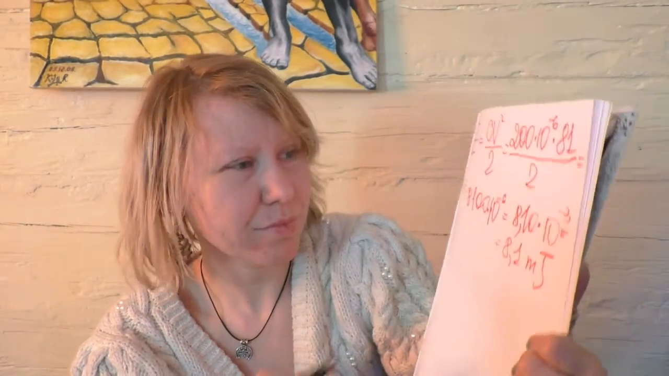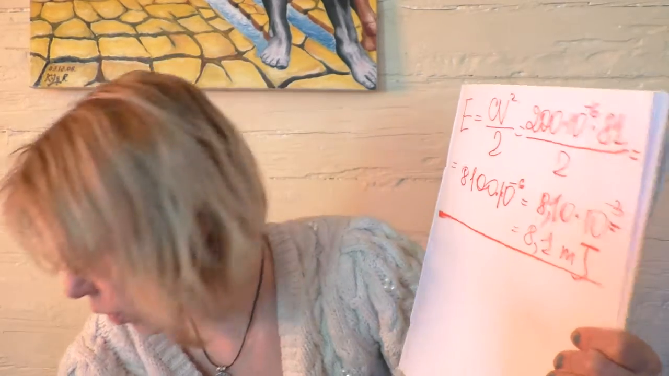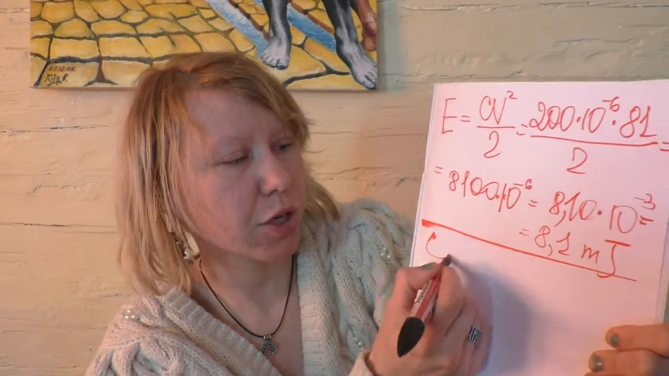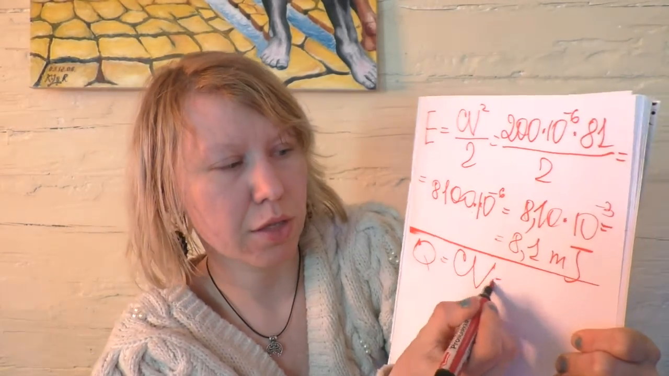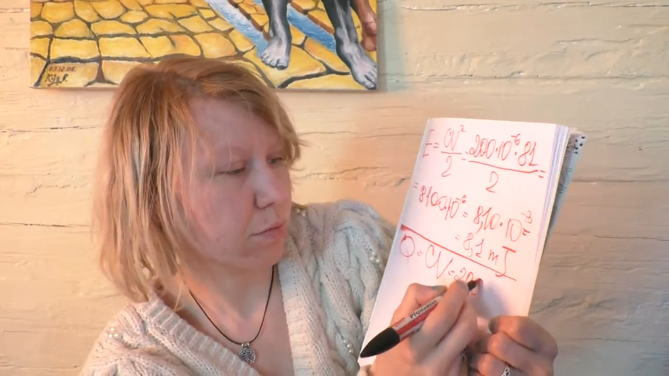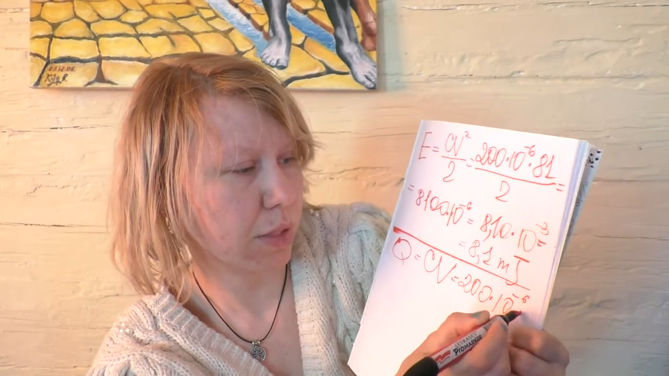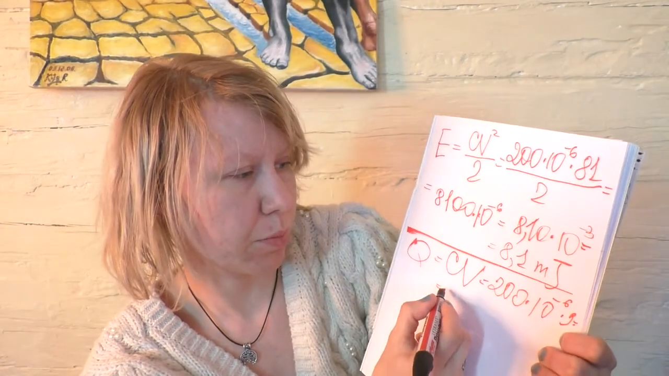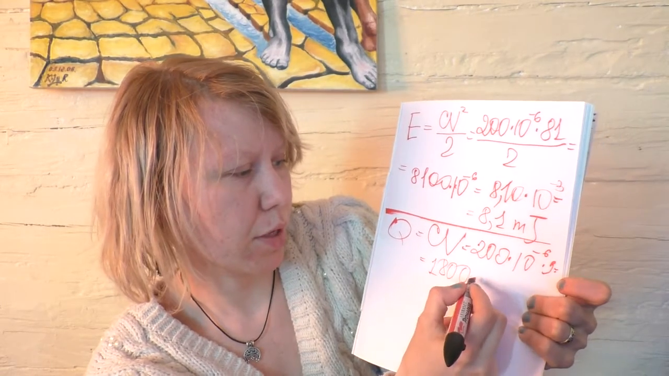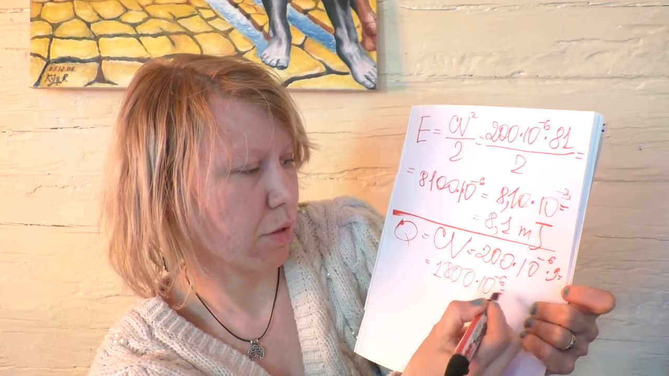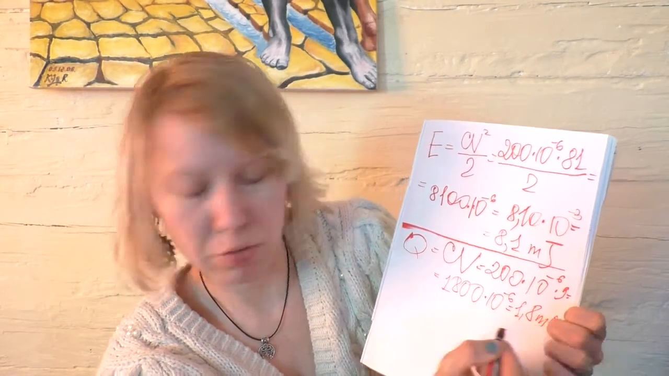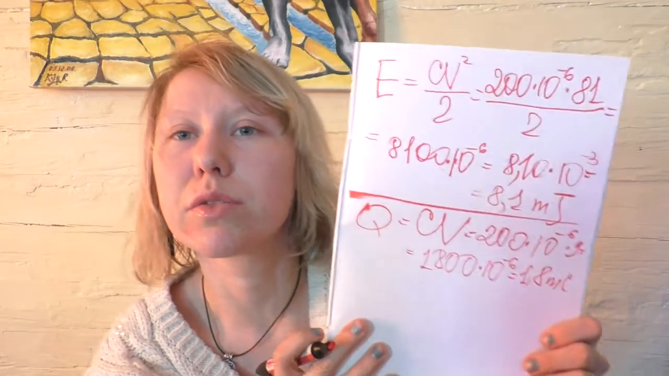Great. Maybe there is something more that we can calculate here. Calculate the charge stored by the capacitor. The charge is easy, it's just CV. So it's 200 times 10 to the minus 6 multiplied by 9. It will be 1800 times 10 to the minus 6, or 1.8 millicoulombs. Yes, it's millicoulombs. That's great.